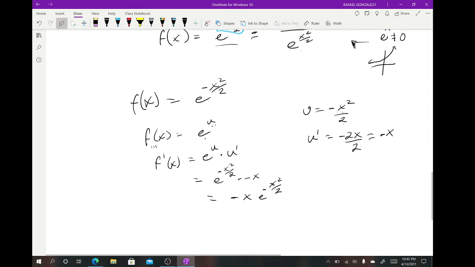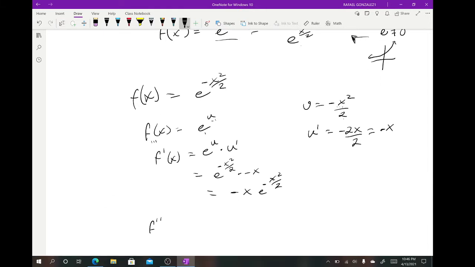Now, to find the second derivative, to find f double prime of x, notice that we have now the product of two different functions, negative x and e to the minus x squared over 2. So instead of starting to solve this right away, let me remind you about the product rule. The product rule says the first times the derivative of the second plus the second times the derivative of the first. Remember that on the product rule, the order doesn't matter, but I write it this way so you remember also the quotient rule. Writing it this way helps you remember the quotient rule.